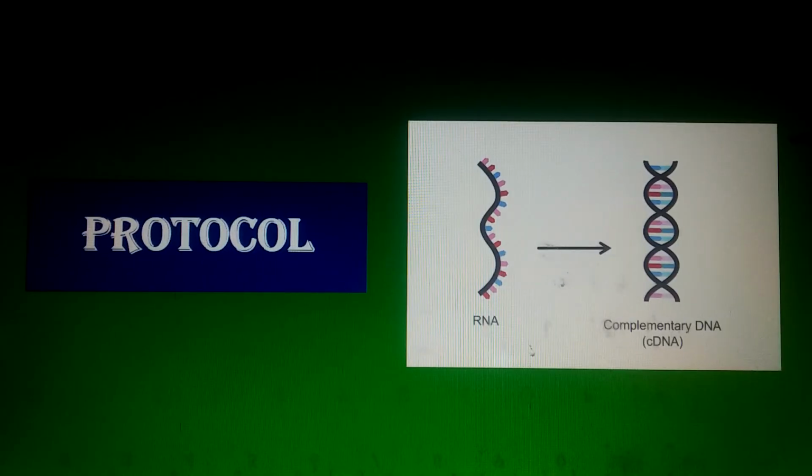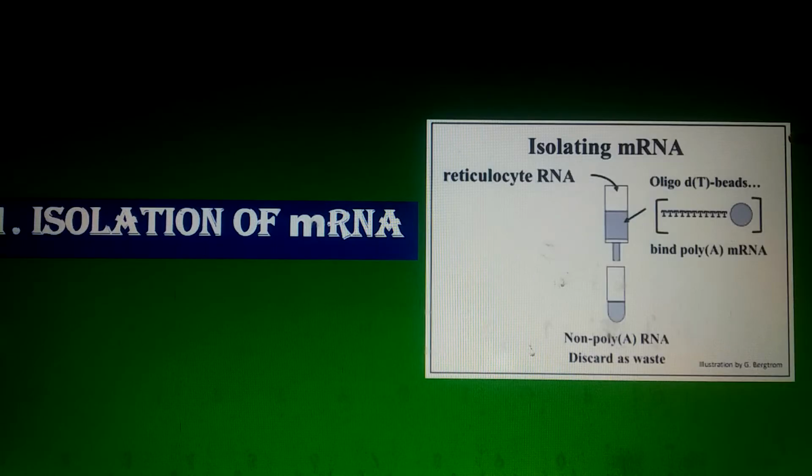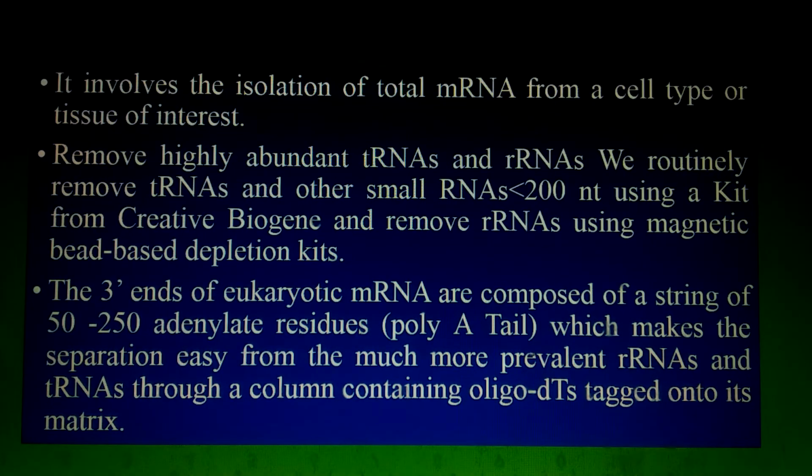Now I'm going to discuss each and every step of the cDNA library in detail. So first is the isolation of messenger RNA. So you can easily extract the messenger RNA. The first step is the extraction of the messenger RNA from the cells and tissues. Then what will happen? It involves the isolation of the total messenger RNA from a cell type or tissue.